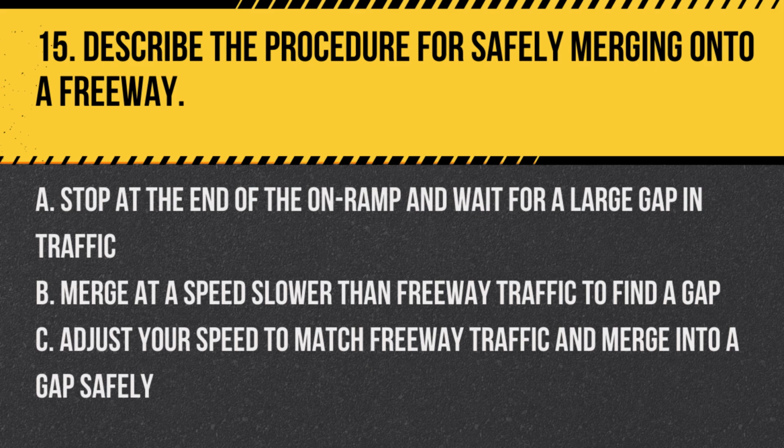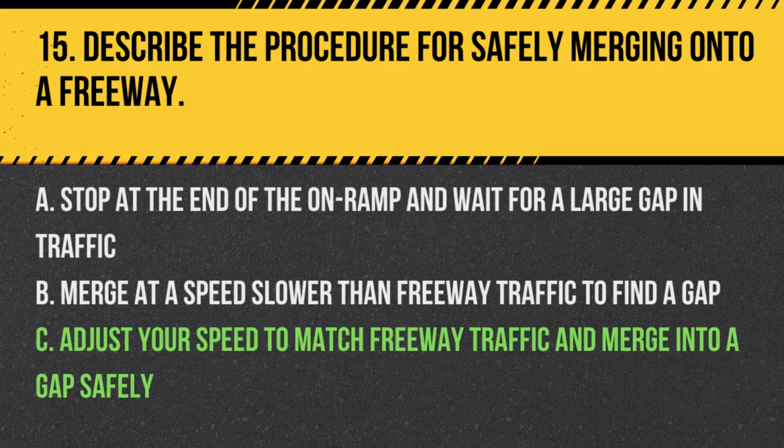Question 15. Describe the procedure for safely merging onto a freeway. A. Stop at the end of the on-ramp and wait for a large gap in traffic. B. Merge at a speed slower than freeway traffic to find a gap. C. Adjust your speed to match freeway traffic and merge into a gap safely.